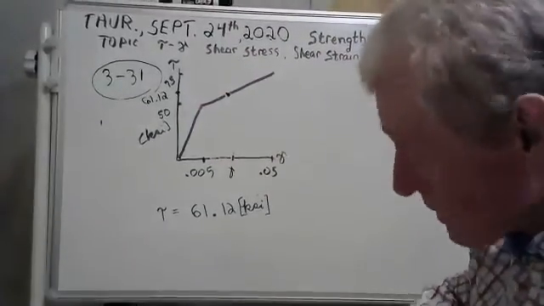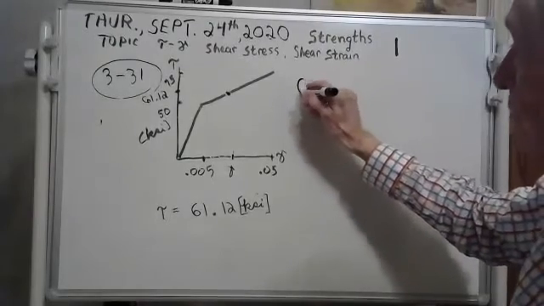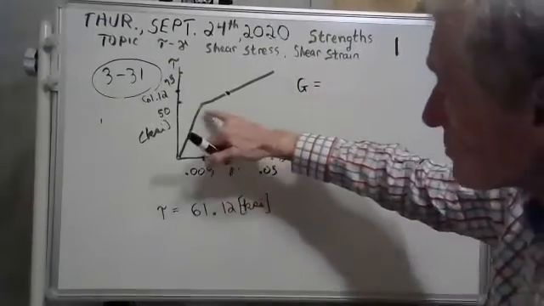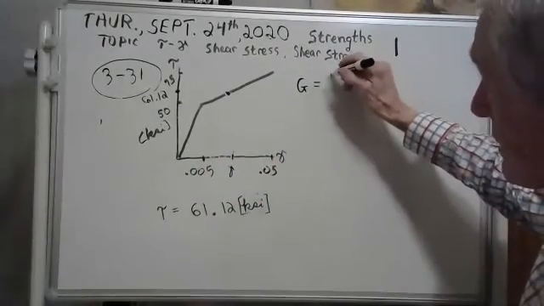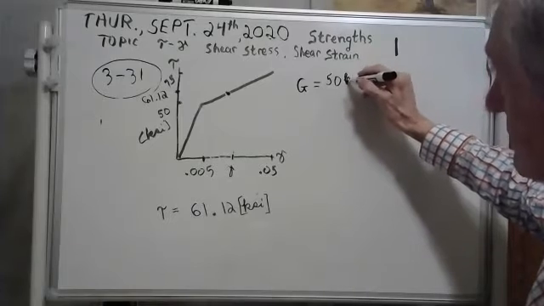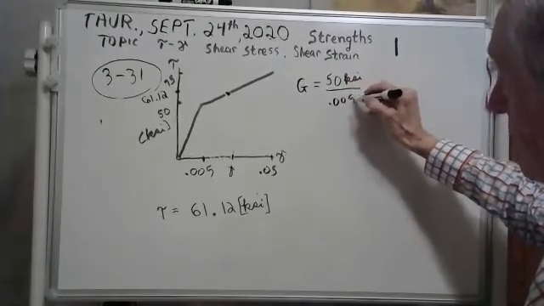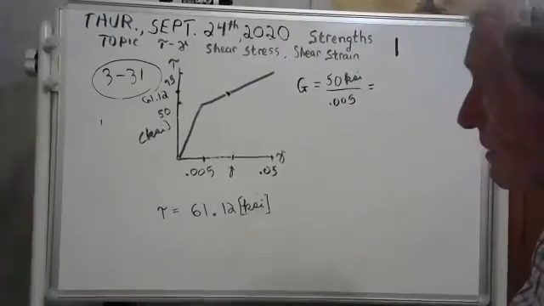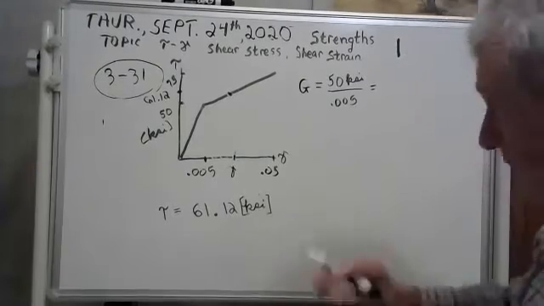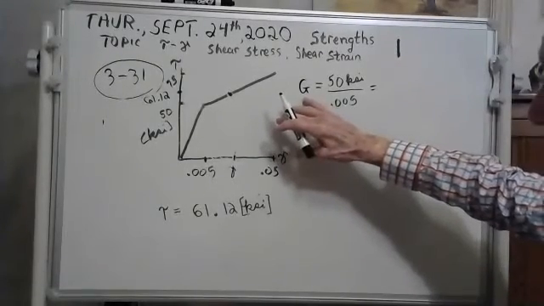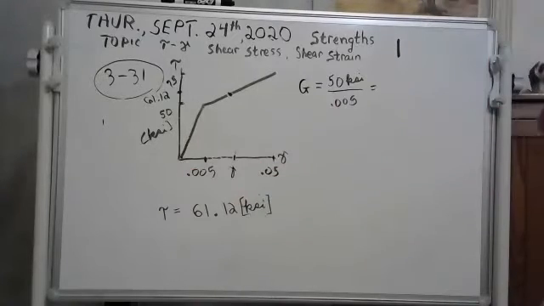Before I do, though, I'm going to get the modulus of rigidity. That's just the slope in the elastic region. So it's 50 KSI over 0.005. All right, do that. I'll be quiet for about 45 seconds. I want you to find the modulus of rigidity for me. It's just the slope of the elastic region. Do it.